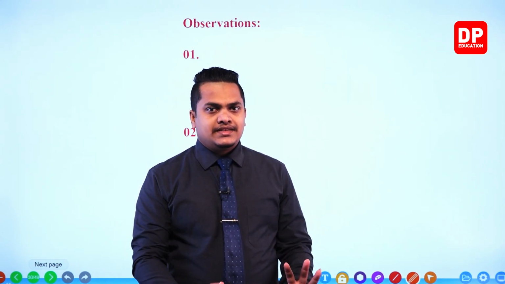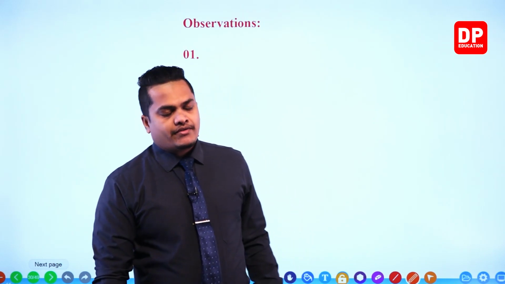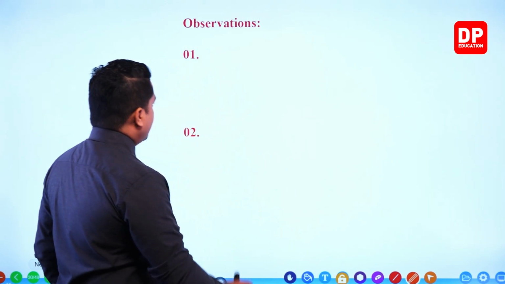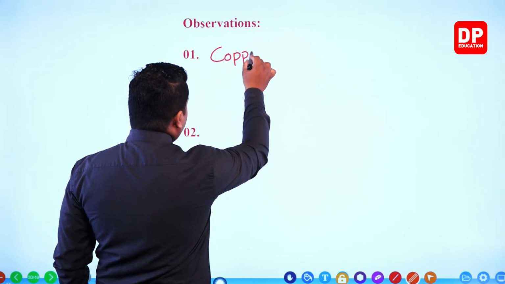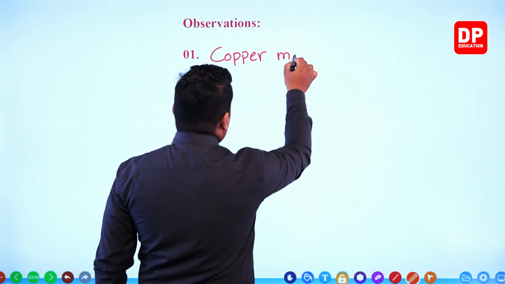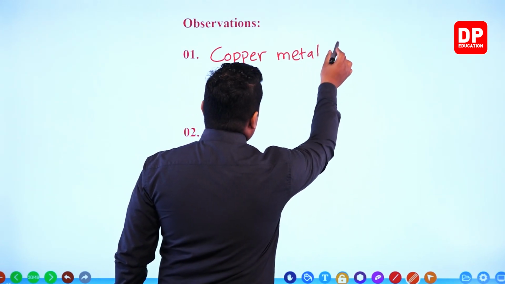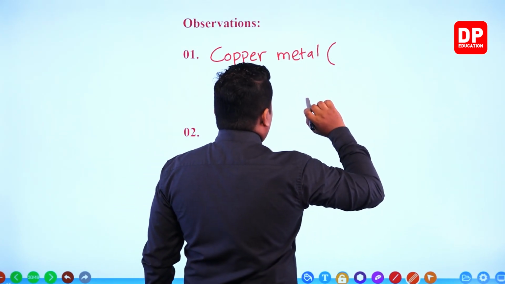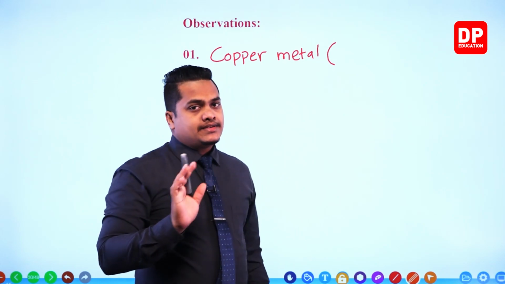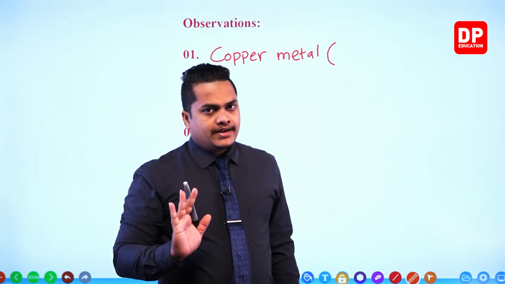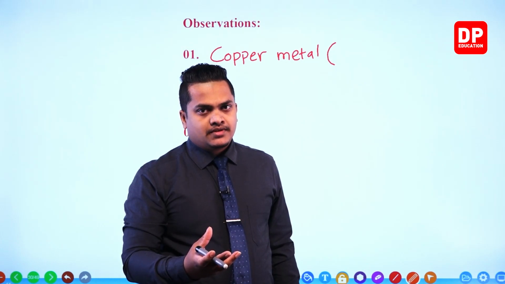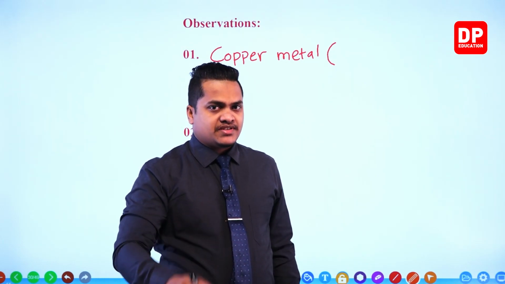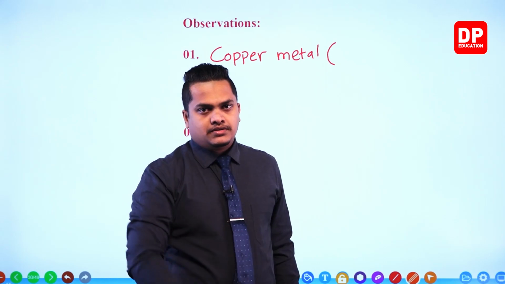In simple, that's the explanation. So we can write down the observations, my dear children. Number one, copper metal. Here we can directly say that it is copper metal. Why is that? Because it is having a reddish brown color substance. The only reddish brown color substance present within that system is copper.